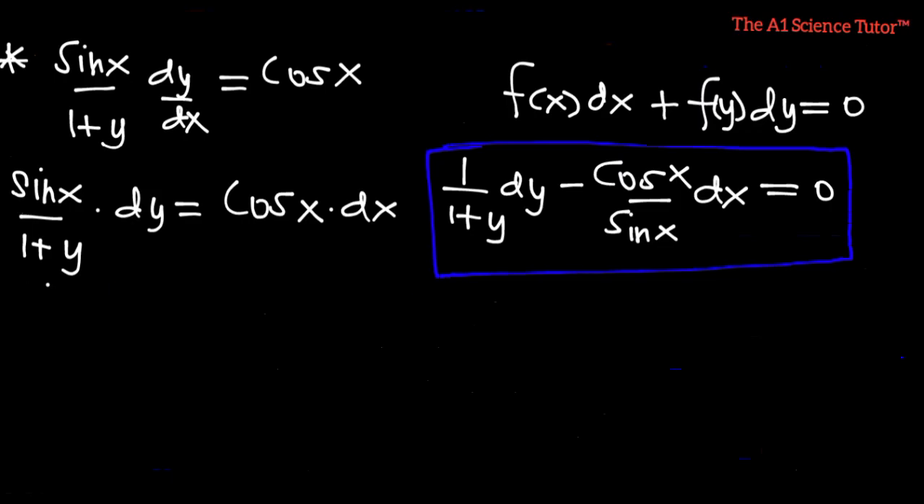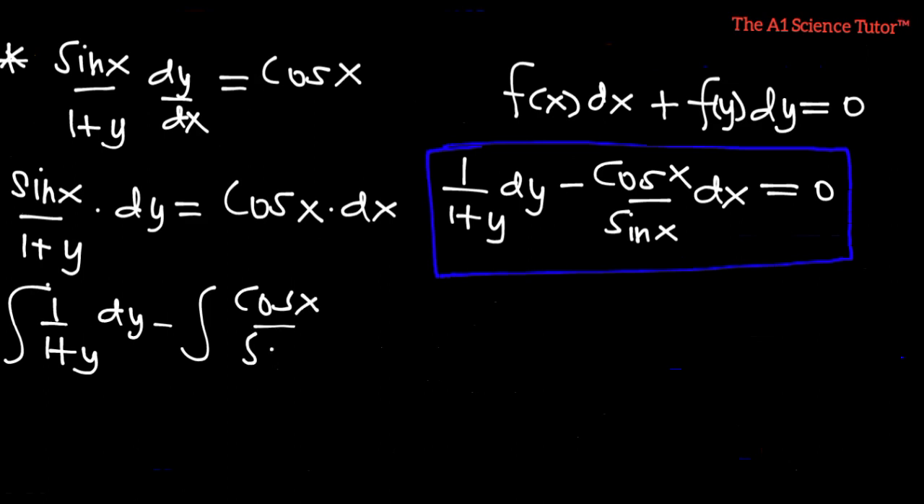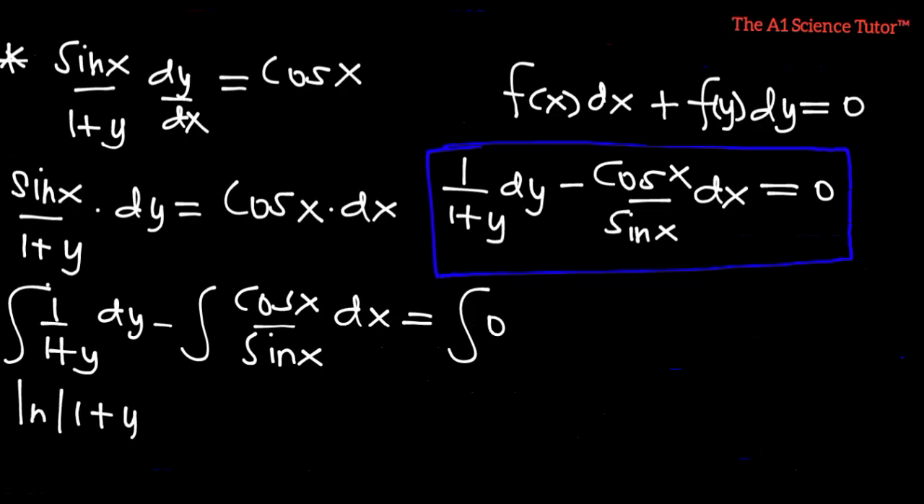So let us try doing it. Now, this is going to be the integral of 1 over 1 plus y dy, here we have the integral of cos x over sine x dx, and over here we have the integral of 0. So what is the integral of 1 over 1 plus y dy? That should give us a 1. Sorry, that should be ln 1 plus y.